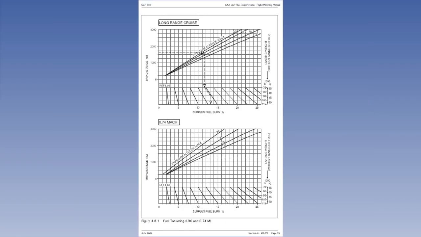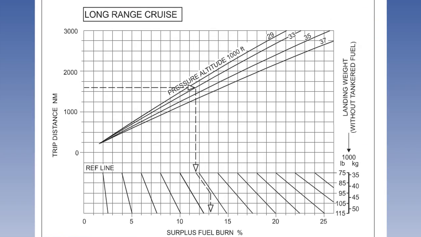We start with the premise that the heavier the aircraft, the more fuel it will burn. Figure 4.8.1 allows us to determine how much extra fuel is burned as a result of the excess weight, in both long-range cruise and at Mach 0.74 cruise. We will use the example given in the long-range cruise graph. This involves a cruise distance of 1,600 nautical air miles at 33,000 feet.